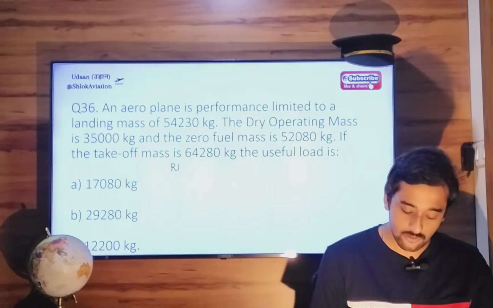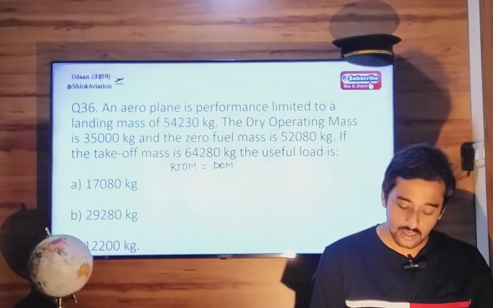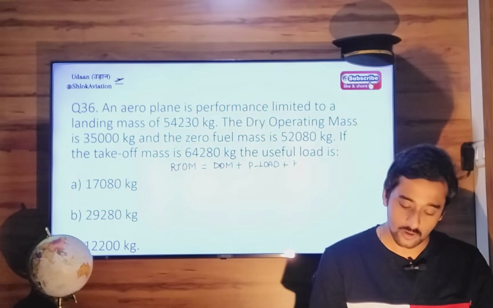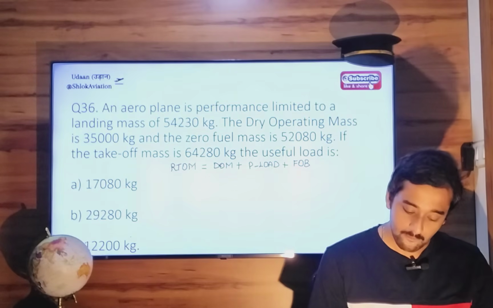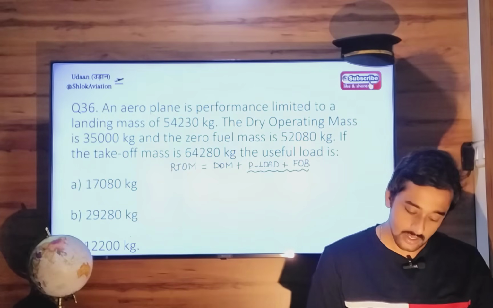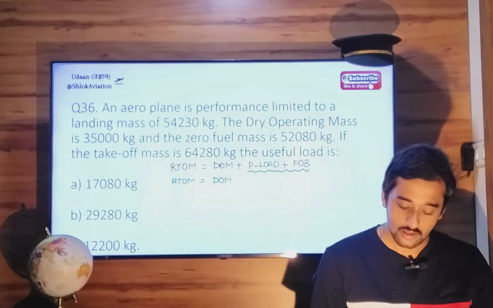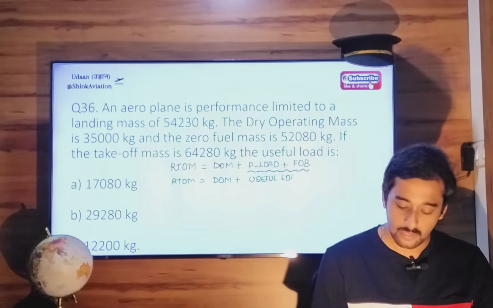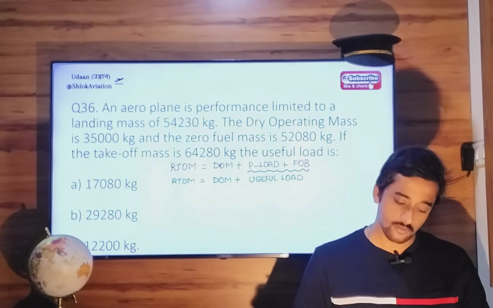Regulated takeoff mass equals dry operating mass plus payload plus fuel on board. So in place of payload and fuel on board, we can write regulated takeoff mass equals DOM plus useful load, and we have to find that out. Now DOM is given to you, regulated takeoff mass.